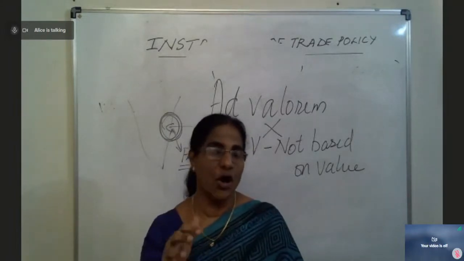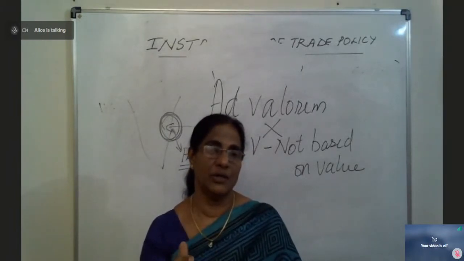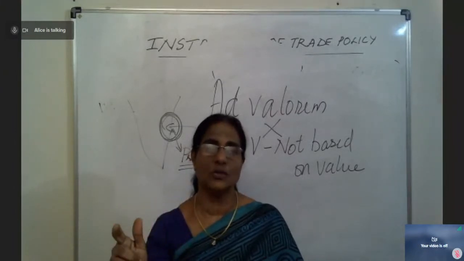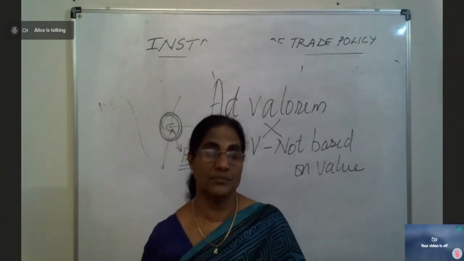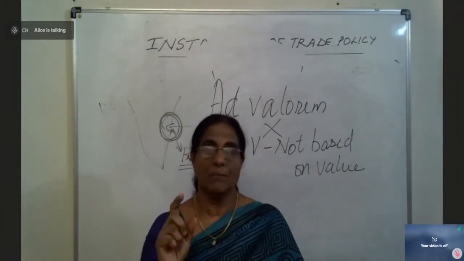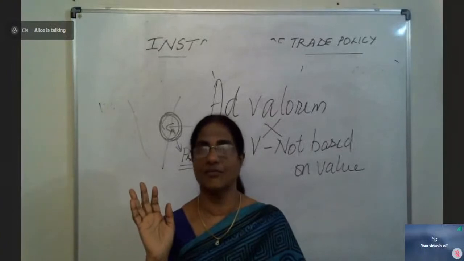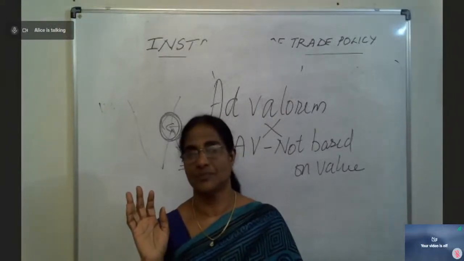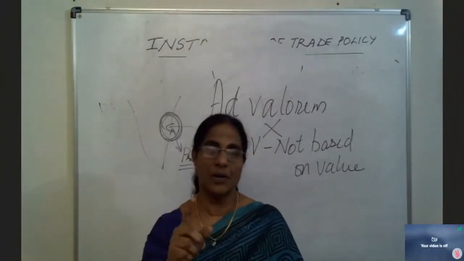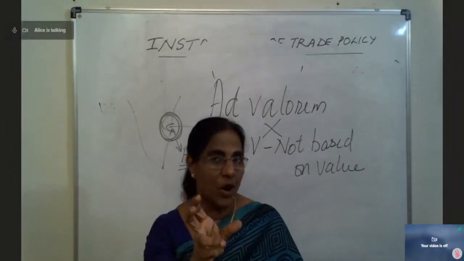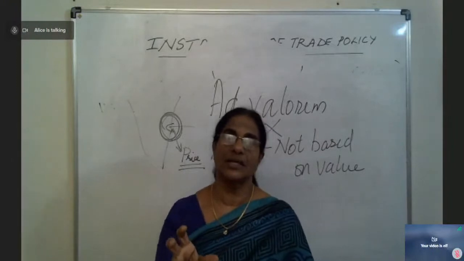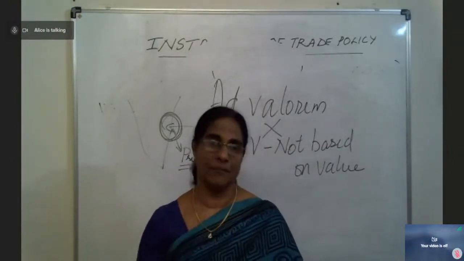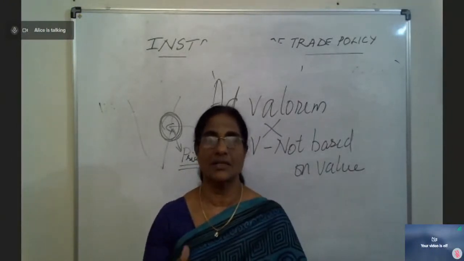0.88 per liter on petroleum. I think that's the example given in your book. 0.88 rupees per liter on petroleum products plus 25% ad valorem. Okay, 0.88 per liter, that is a specific component. 25% is the ad valorem component. Now we can go a little faster.